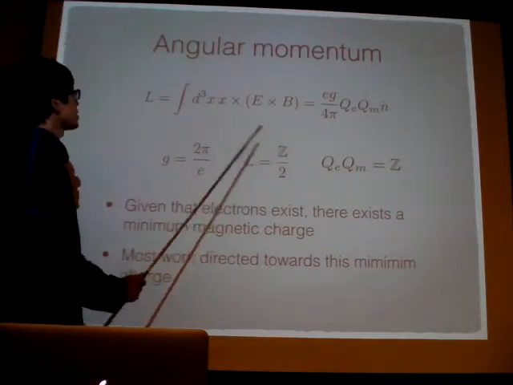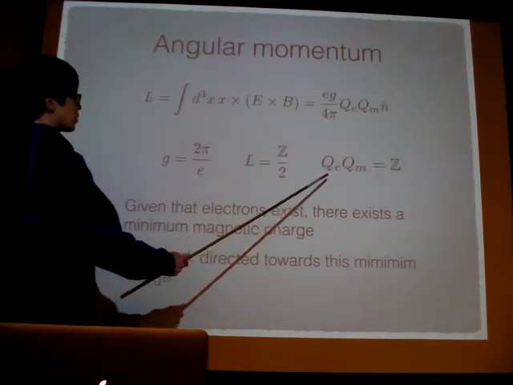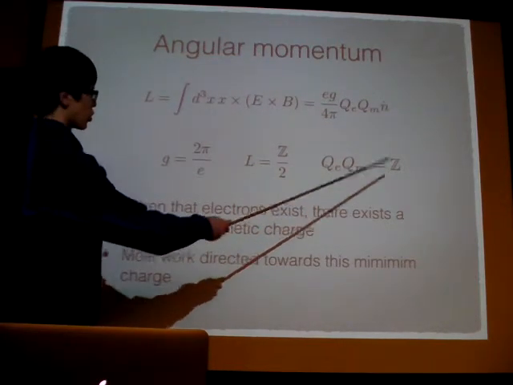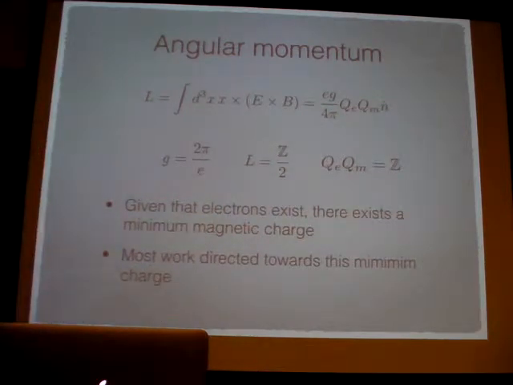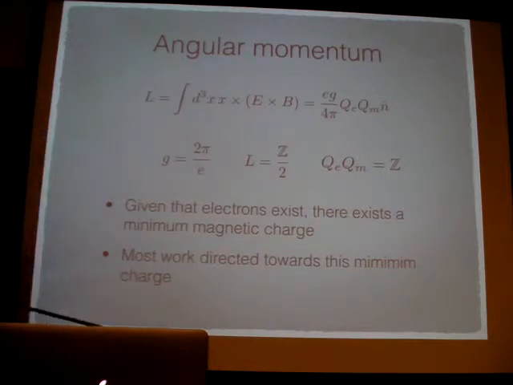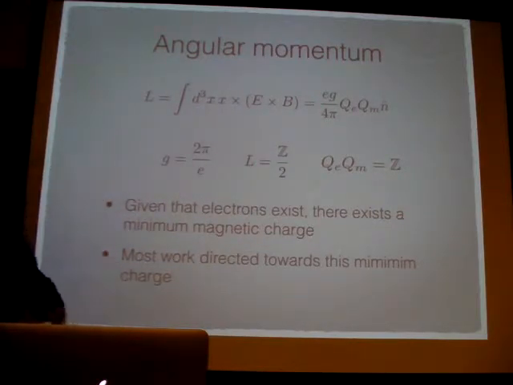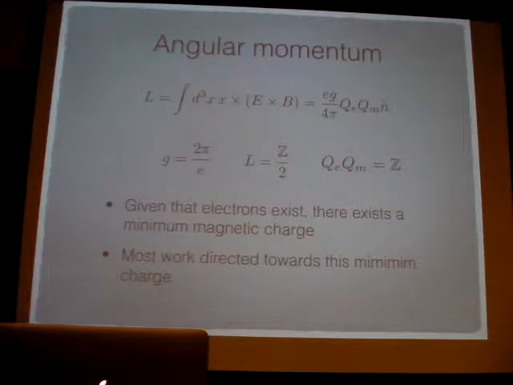What you see is that basically quantization of angular momentum says that the product of the charges is equal to an integer. So in other words, because the electron has charge 1 here, monopole charges are quantized. And then people just say, well, it's quantized, let's look at the smallest charge allowed. And so that's what people have been doing mostly. And so, okay, that's nice.